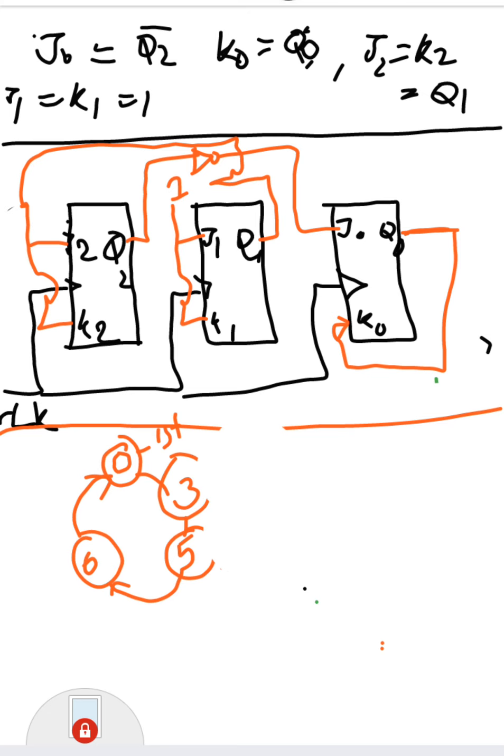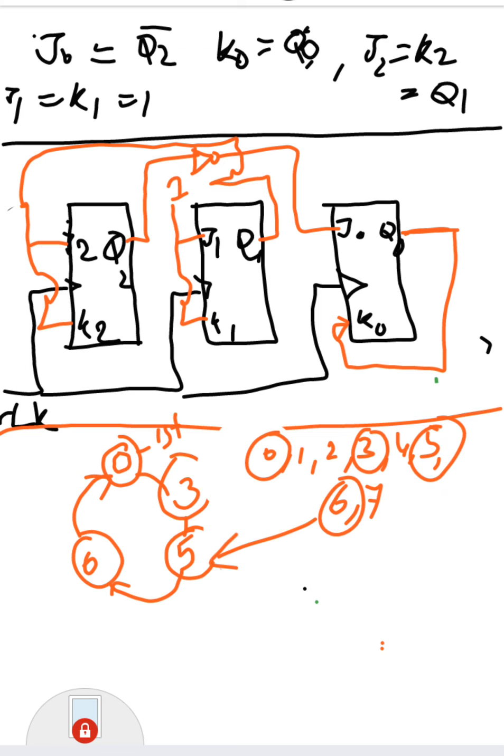Now from 0 to 7: 0, 1, 2, 3, 4, 5, 6, 7. It's a 3-bit representation. From 0 to 7, only 0, 3, 5 and 6 are given in the loop. The other states are 1, 2, 4 and 7.